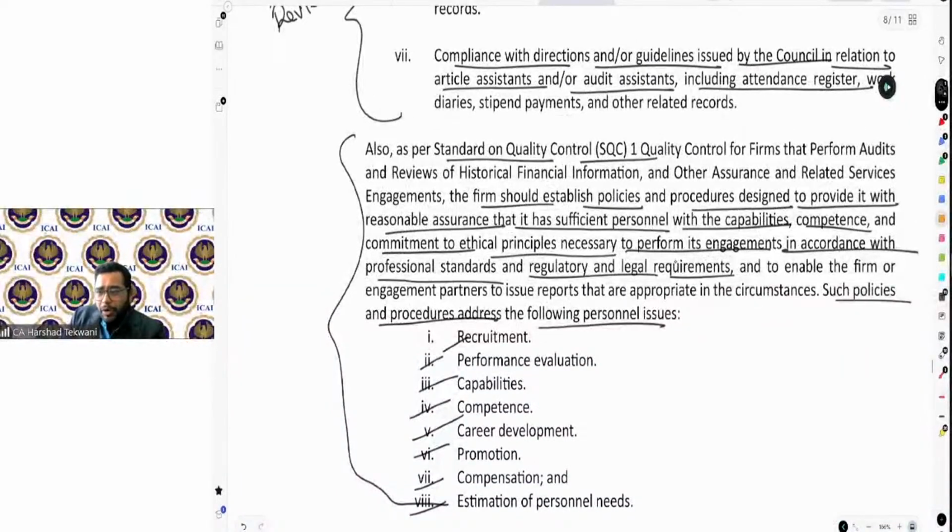You can say this particular question also talks about SQC1. It's not only on the peer review, it also talks on the SQC1.